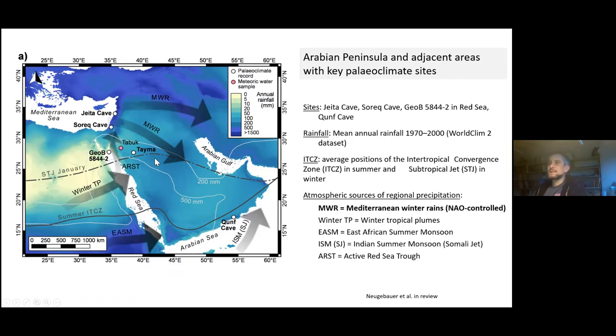So looking at a site such as Taima, right in the middle of different systems delivering rainfall, it is very difficult to decipher, in terms of the variability over time, which atmospheric module might have provided rainfall and how these dynamics have shifted over time for a site like Taima, for example. So certainly Mediterranean winter rains play a role, but the East African monsoon has also played a role in the past.